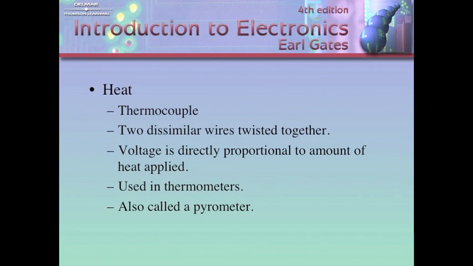Another method of producing voltage is heat, through the use of what's called a thermocouple. A thermocouple is two dissimilar wires twisted together. Voltage is directly proportional to the amount of heat applied. These are typically used as sensors in thermometers and also what's known as a pyrometer. These are actual temperature probes, typically, but it could be used as a voltage source.